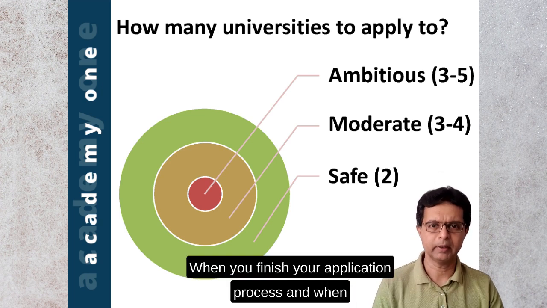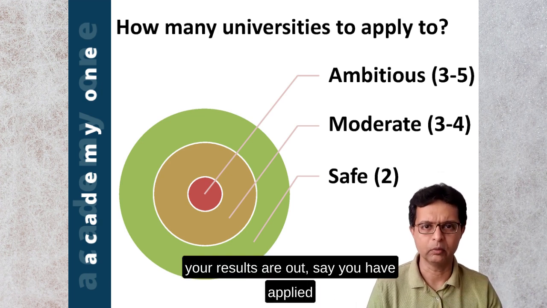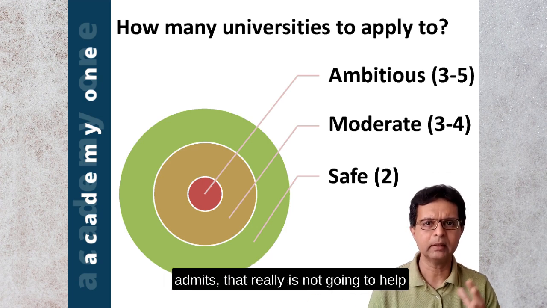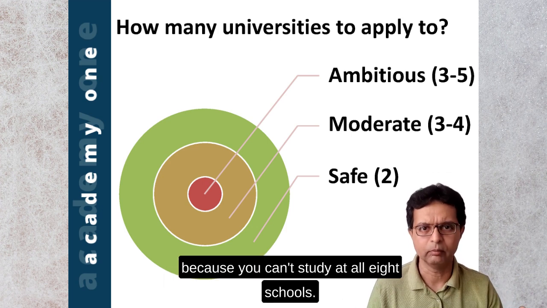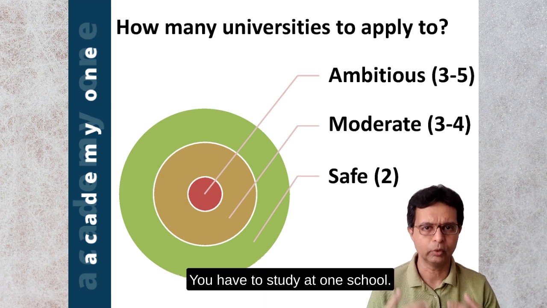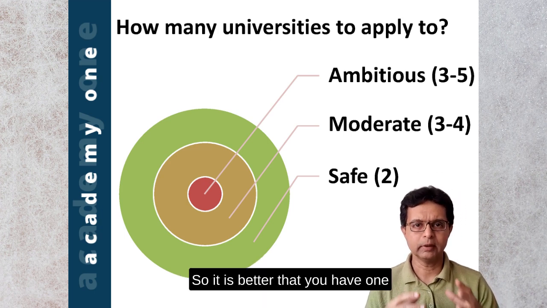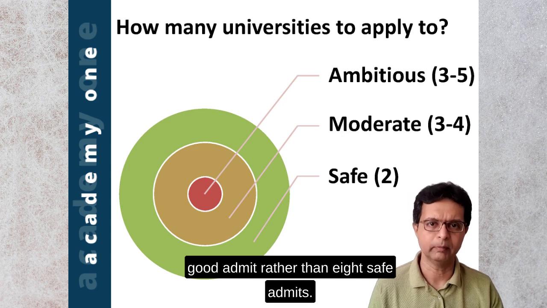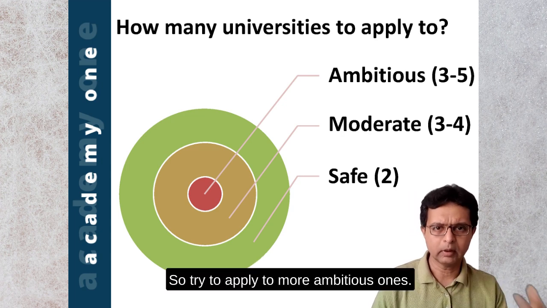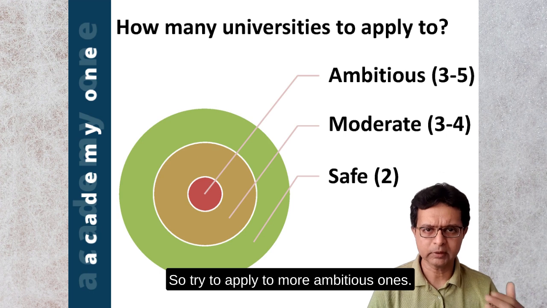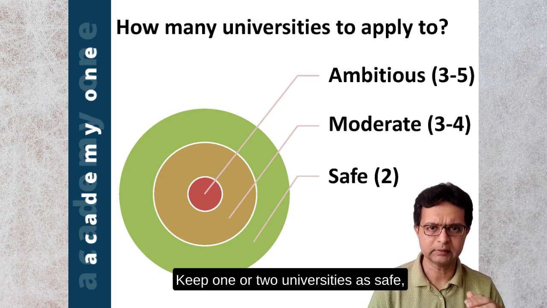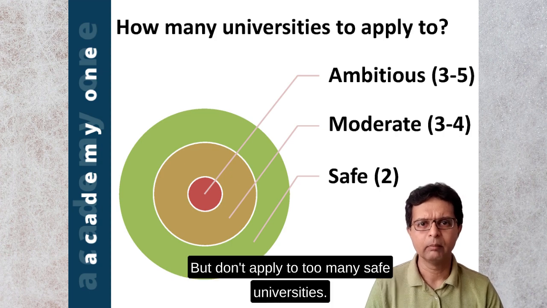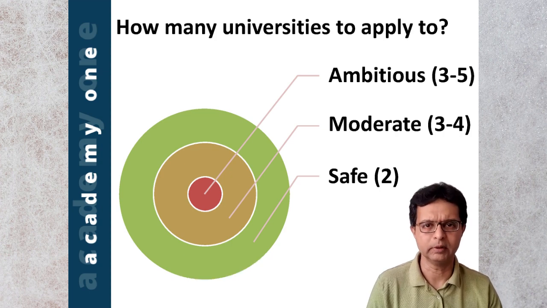When you finish your application process and when your results are out, say you have applied to 8 schools and you've got all 8 admits, that really is not going to help, because you can't study at all 8 schools. You have to study at one school. So it is better that you have one good admit rather than 8 safe admits. So try to apply to more ambitious ones. Keep 1 or 2 universities as safe, where you definitely know that you have a very high possibility of getting in, but don't apply to too many safe universities.